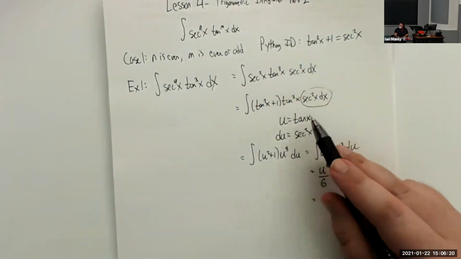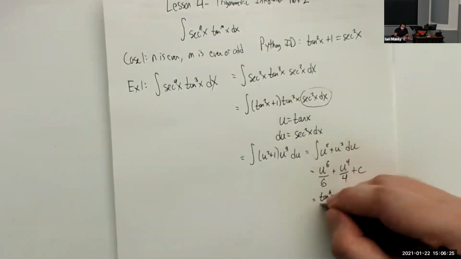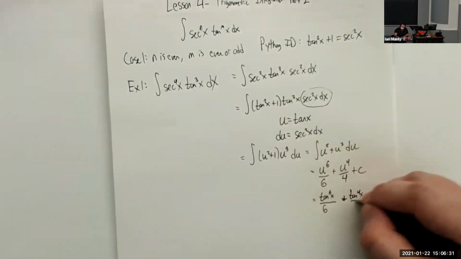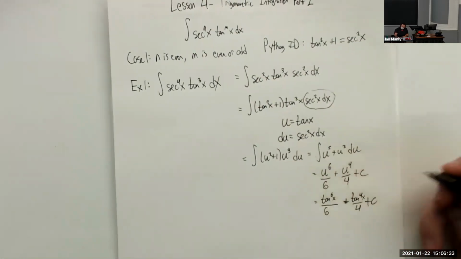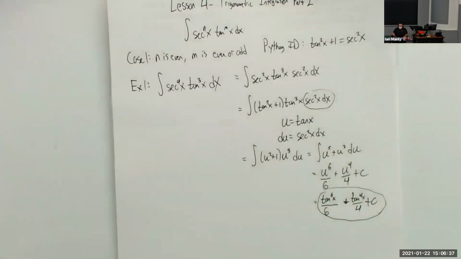And we just simply remember that u was tangent. So we end up getting tangent to the sixth divided by 6, plus tangent to the fourth divided by 4, plus c. And there we go. So there is our integral here.